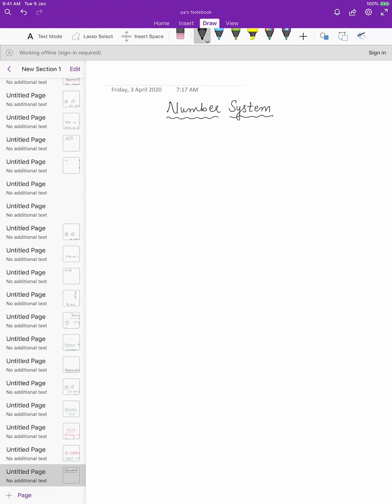We are going to start with the first chapter, that is number system. Now children, you are already aware of various types of numbers that you have studied in your previous classes, that is natural numbers, whole numbers, integers and rational numbers. Out of these, let's recall these numbers very quickly.